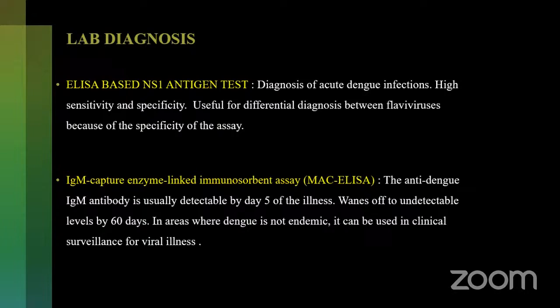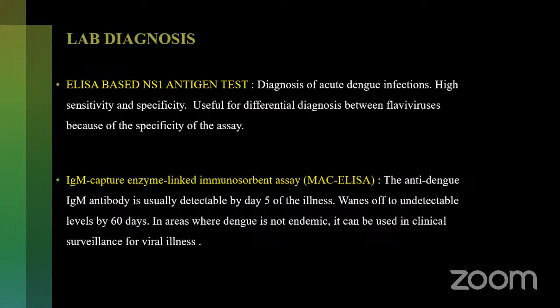Now, coming to the lab diagnosis, ELISA-based NS1 antigen detection test is most commonly done to diagnose the acute infections. NS1 antigen is one of the first antigens to become positive. So, this test has a high specificity and sensitivity. So, it can be used for making a diagnosis of acute infections, and also it can be used for differentiating other viruses belonging to other flaviviruses, because of the specificity of this assay.